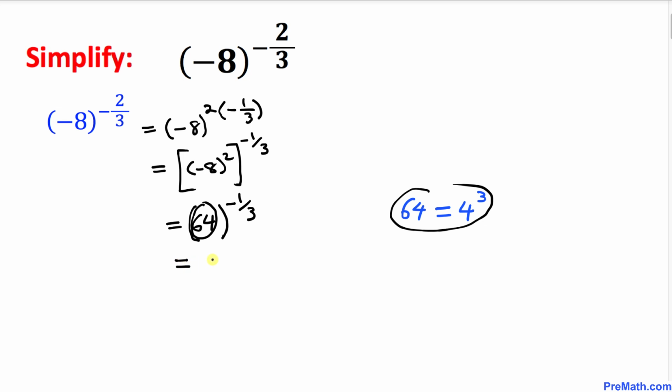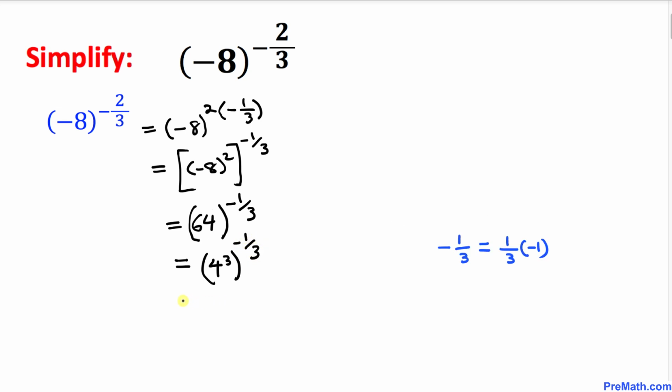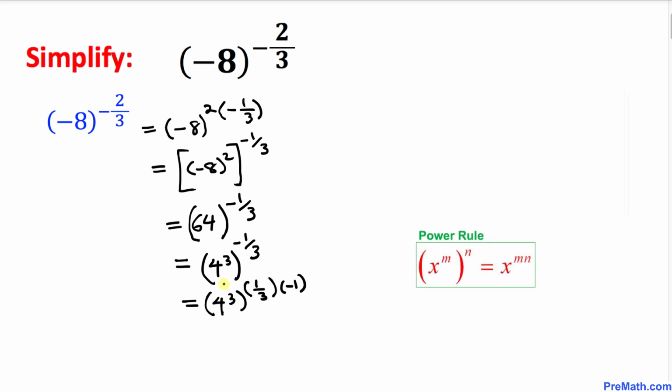Let's go ahead and write down 4 to the power 3 and then to the power -1/3. And now, first of all, just leave 4 to the power 3 over here, and this -1/3 could be written as 1/3 times -1. And now this part could be written as 4 to the power 3 times 1/3 and then to the power -1 by using this power rule once again.